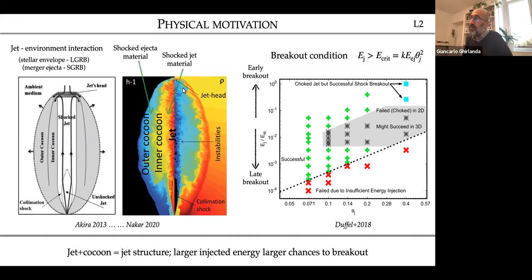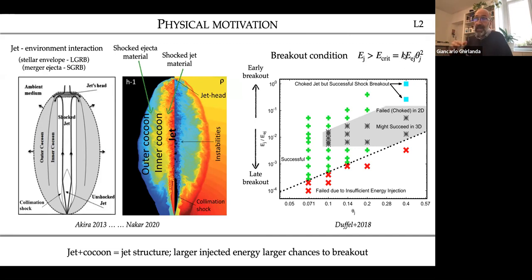So the breakout condition can be thought of easily as a condition in which you basically balance the energy in the jet with the energy of the material which is in front of the jet. So the equation is here. This is the energy of the jet, and this part represents the energy of the ejecta, the material. Think about material distributed isotropically in front of the jet, times the portion of the material comprised within the jet, so right in front of the jet. This term here, modulus some factor, is called the critical energy.